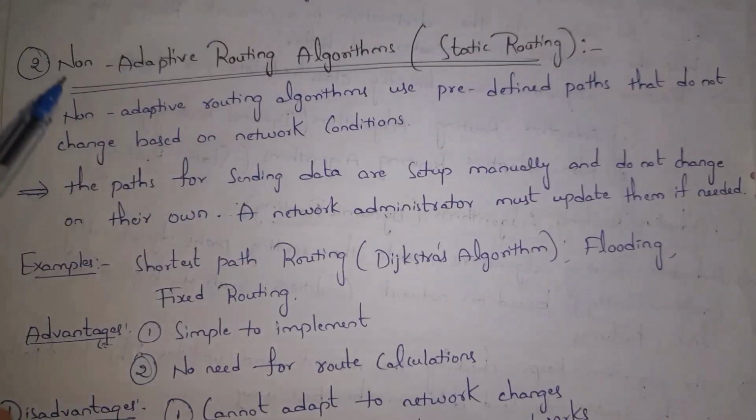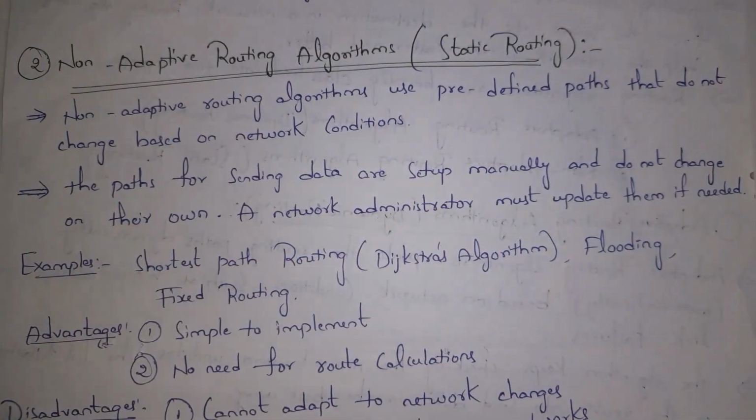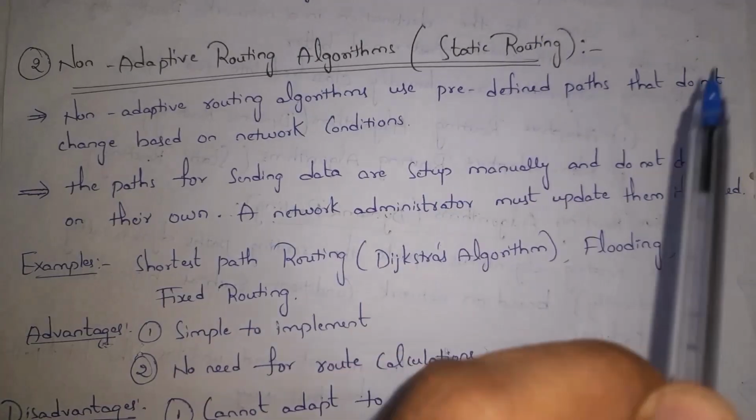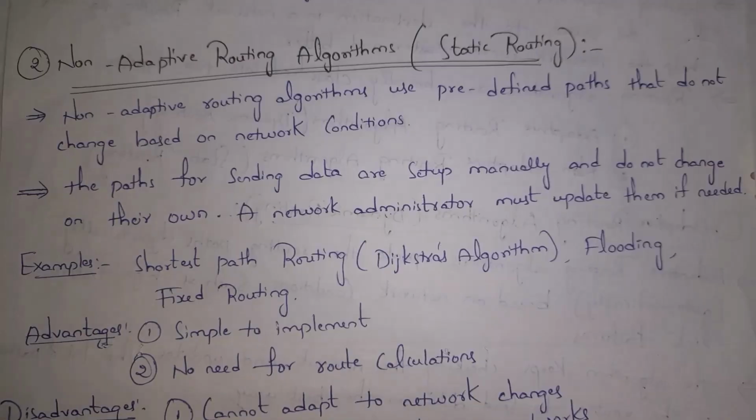And the second type is non-adaptive routing algorithms. We also call it static routing. Because in static routing, there will be a predefined path. Only by using this path, data will travel from one computer to another computer.